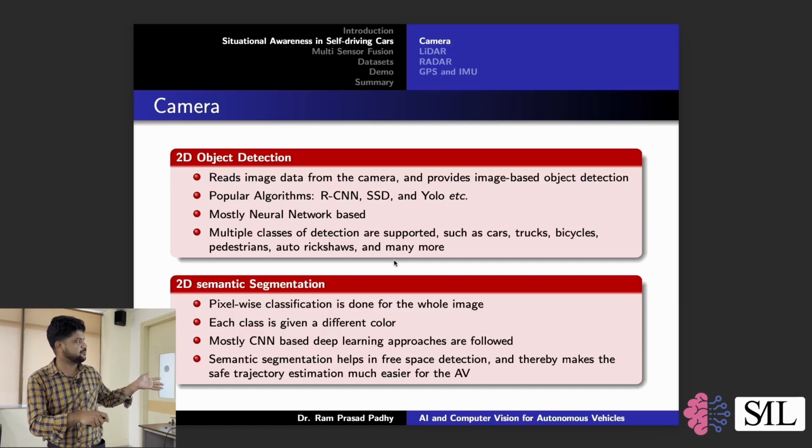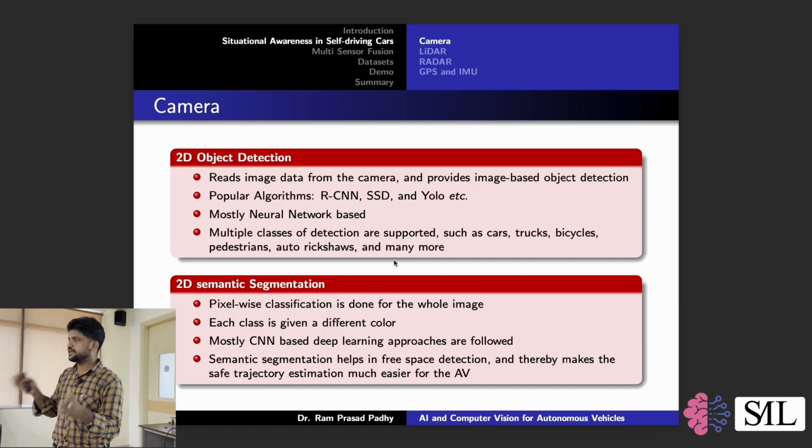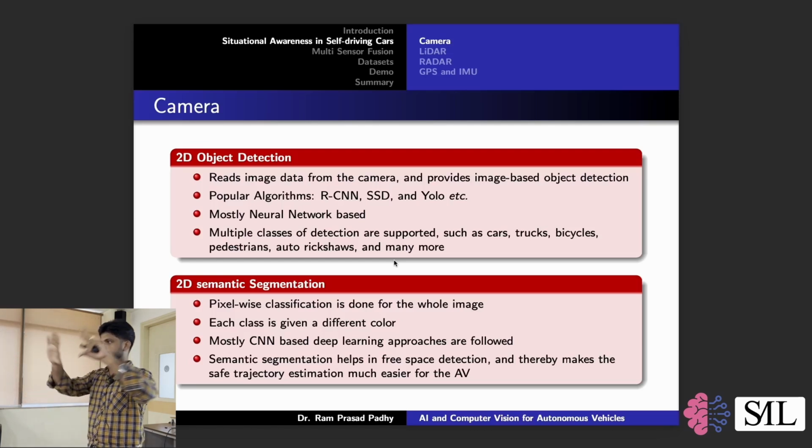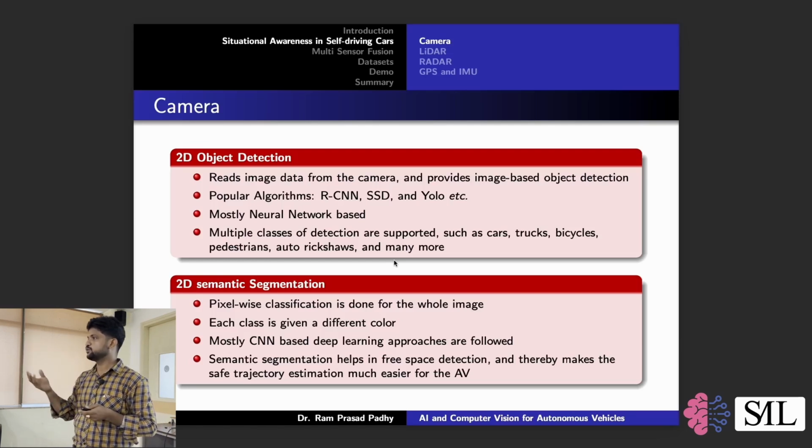It reads the image data from the camera and provides image based object detection. That is very important. On the image, what are the different objects that are there with their bounding boxes. When I say bounding boxes, it means there would be some area that they are confined to on the image. Let's say on this scene I take a photo, then all the people that are there in the environment should be shown, saying that these are the persons and this is the area that is confined to, okay. So that is the 2D object detection.